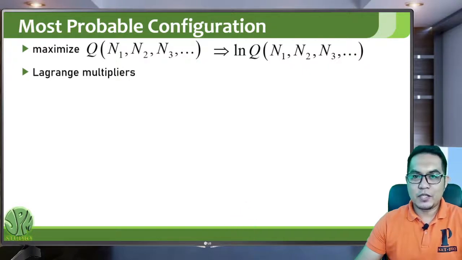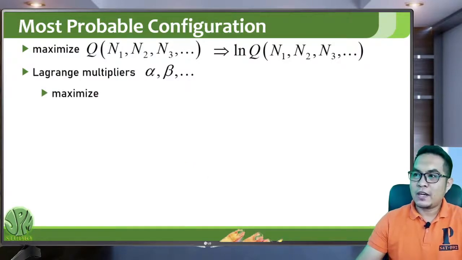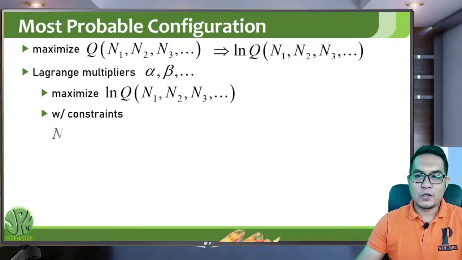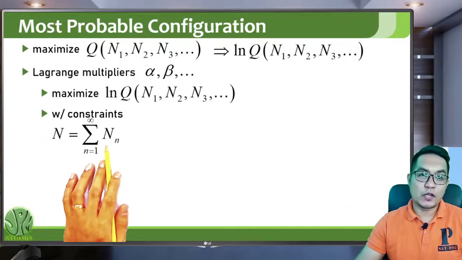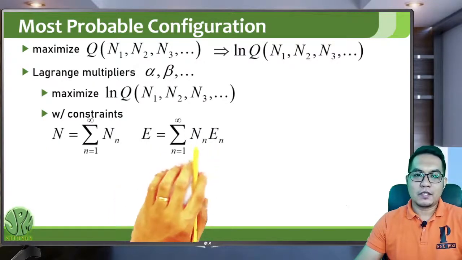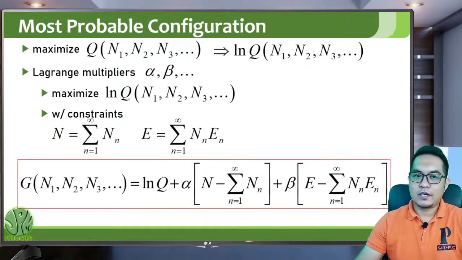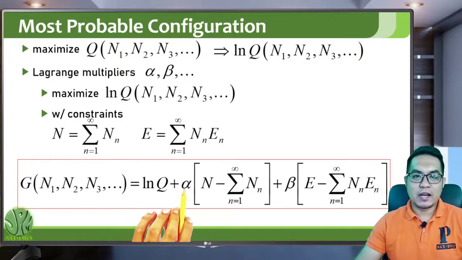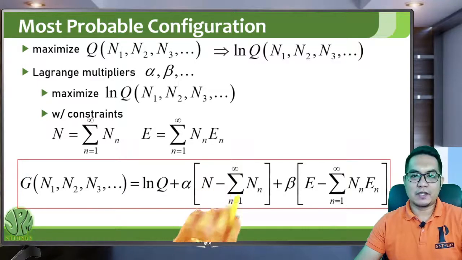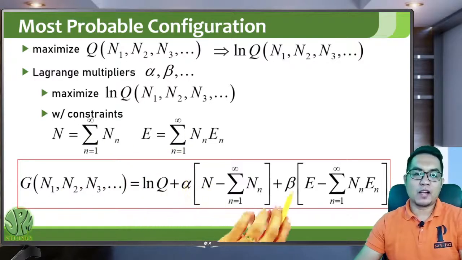So in this case, we use Lagrange multipliers, alpha, beta, gamma, or lambda 1, lambda 2, lambda 3, lambda 4, and we maximize ln of Q. We use the constraints that the total number of particles, the sum of all occupation numbers, is n, and that the total energy is just the sum of occupation number times the energy. So this is now our function to be maximized. It's ln of Q plus the Lagrange multiplier alpha times the constraint. This is actually basically 0. And the other constraint, beta. So we have two constraints, which means we need to use two Lagrange multipliers.